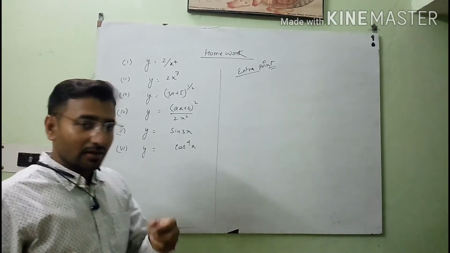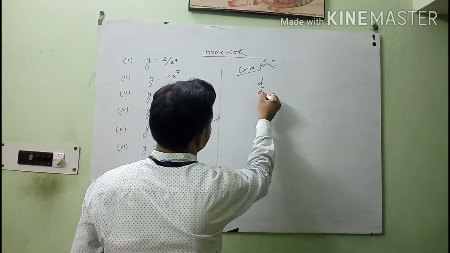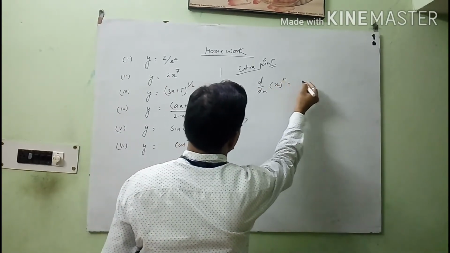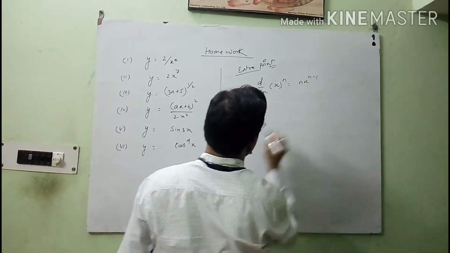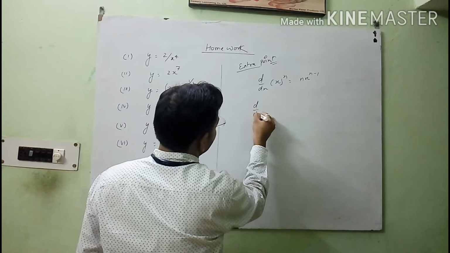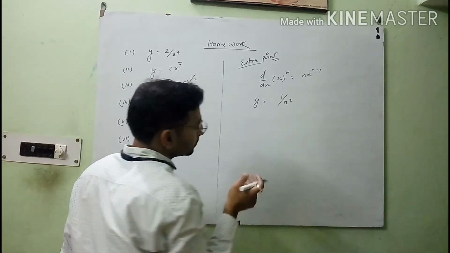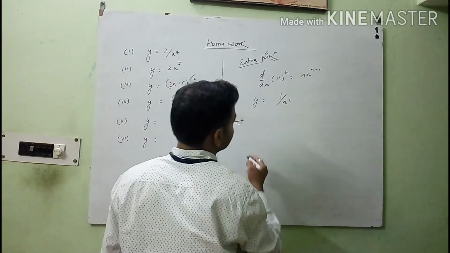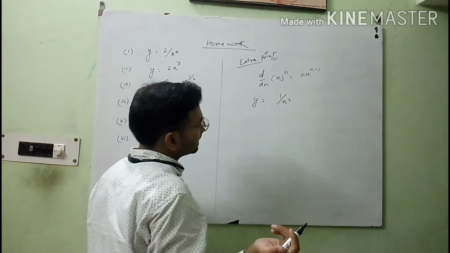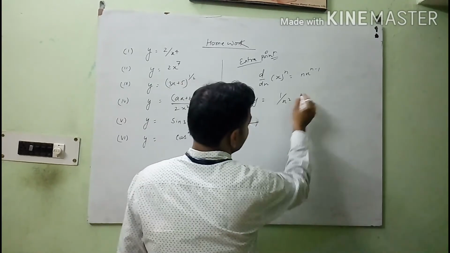And see here, I am giving you an extra point. Whenever you are solving a question based on the formula x raised to the power n gives n x raised to the power n minus 1, don't forget and don't fear. Suppose the question contains a negative power, for example y is equal to 1 over x square, and I want to differentiate this function with respect to x. How will we solve this, because this question is in denominator form? First of all, don't fear.